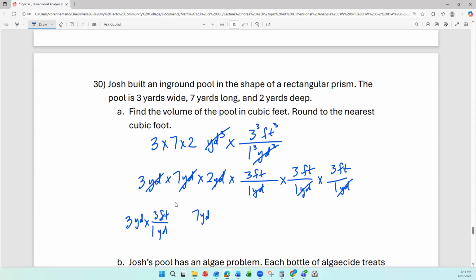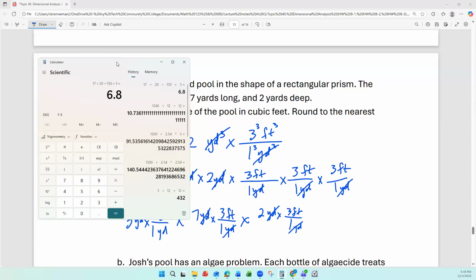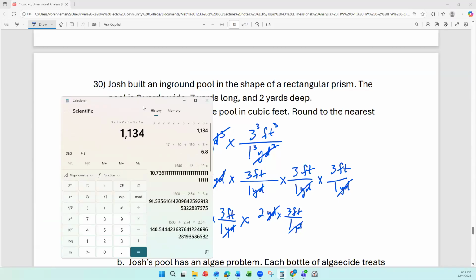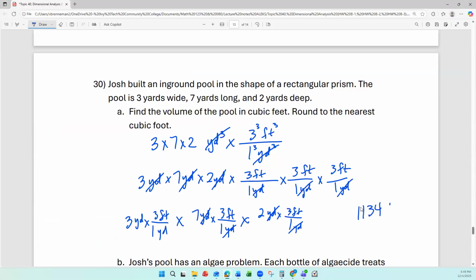Now you could also do 3 yards, convert that to feet, and then 7 yards, convert that to feet, and then 2 yards, convert that to feet. And then still you're multiplying those all together. You don't have to do the individual calculations and write them down. So in some combination, we have 3 times 7 times 2, and then times 3 times 3 times 3. But those can be done in whatever order makes sense. So 3 times 7 times 2 times 3 times 3 times 3. 1134 cubic feet.